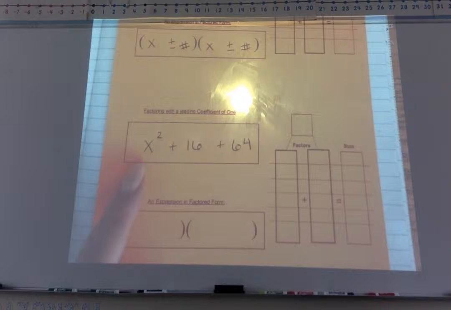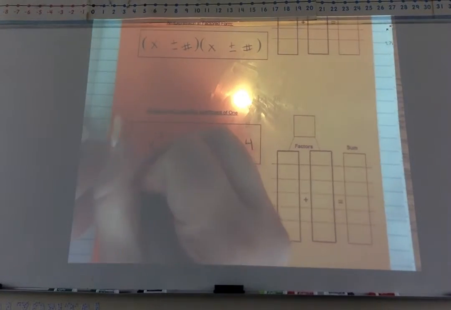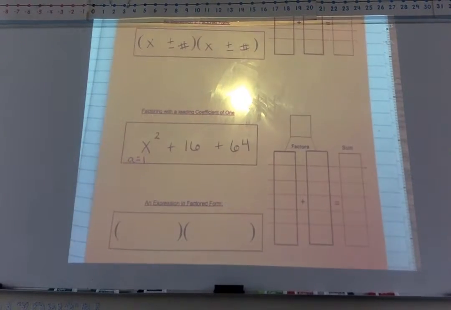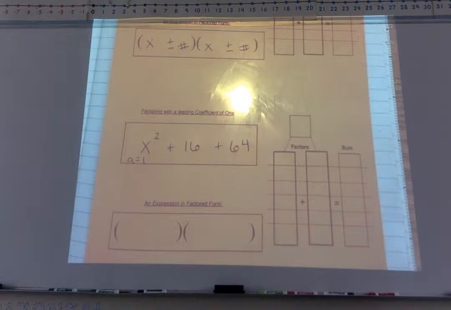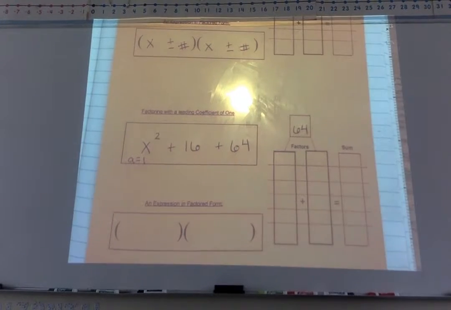So again, you'll notice that this term right here, the first one, x squared, does it have a coefficient? Not a written one, but there is a coefficient. What is it? 1. So here, a equals 1. And again, as sophisticated mathematicians, we don't write the 1 because we know it's 1. I always write the 1, which is okay. If you want to and it makes you feel more comfortable with the problem, go ahead and knock yourself out, okay? All right. So which term do I want to find factors of now? 64. So I'm going to put 64 in this top box.